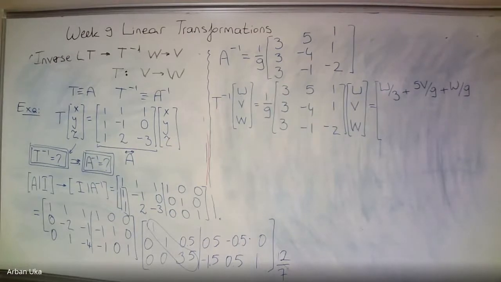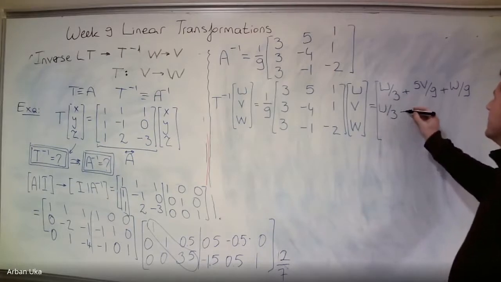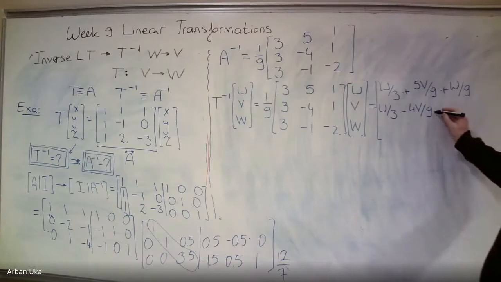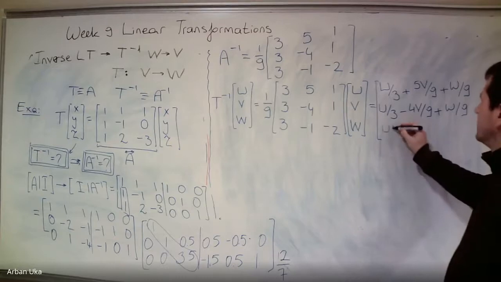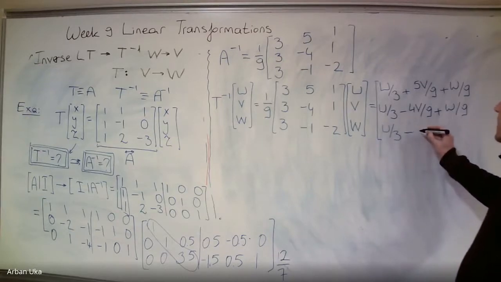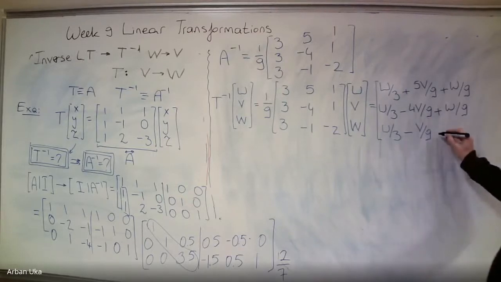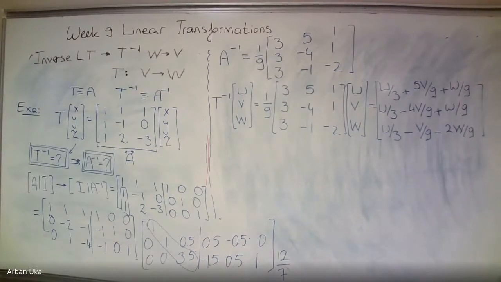The second row, it's again u over 3 minus 4v over 9 plus w over 9, and then we get u over 3 minus v over 9 minus 2w over 9. So apparently this is the T inverse, or the inverse linear transformation that we were asking.